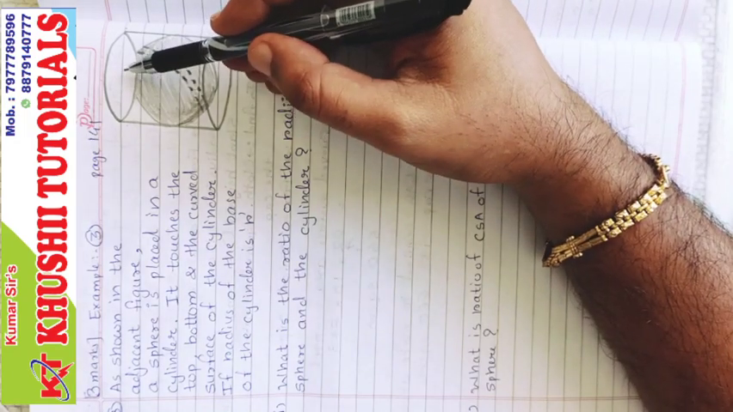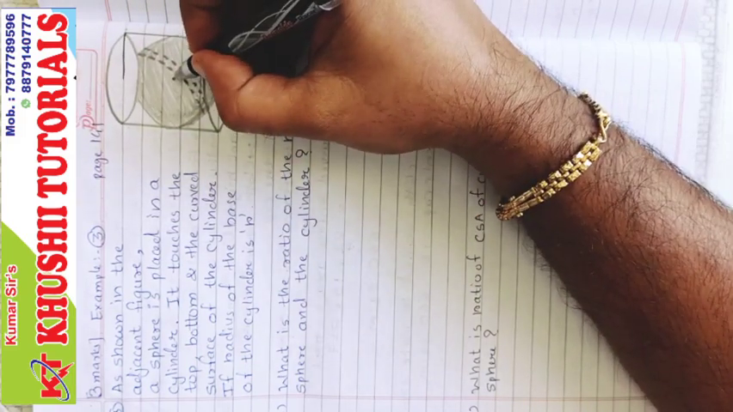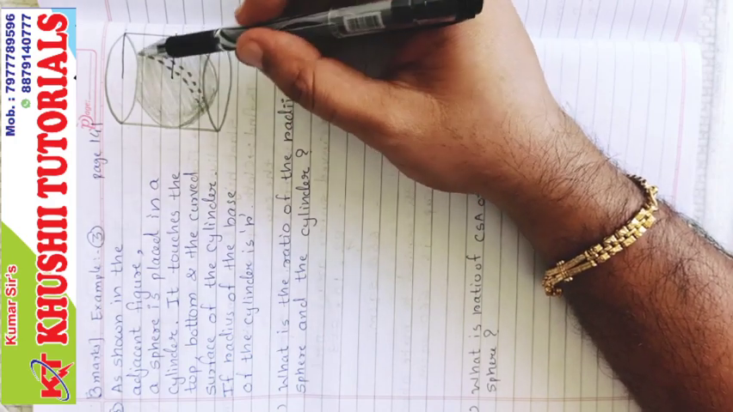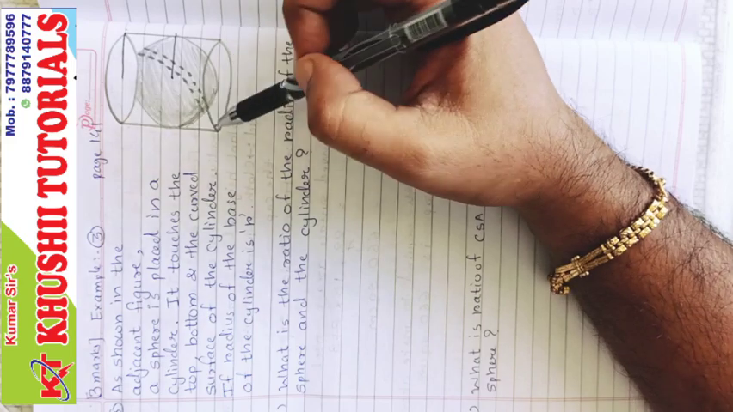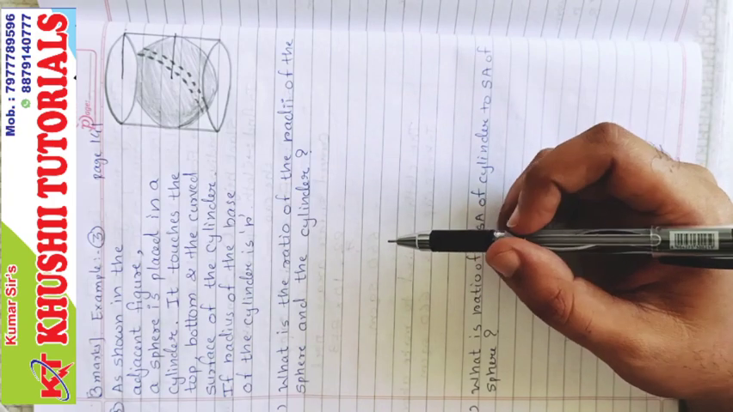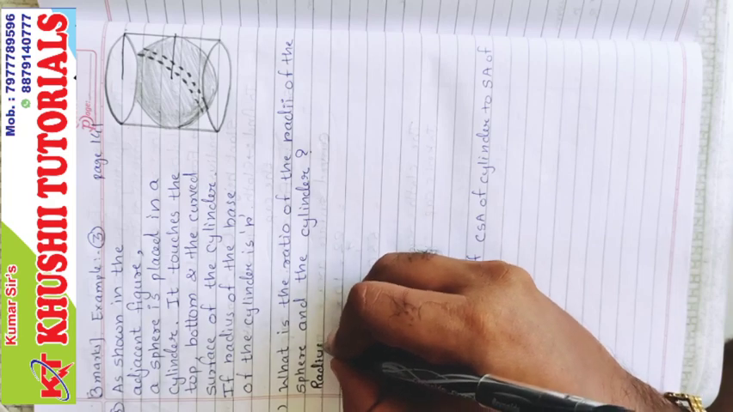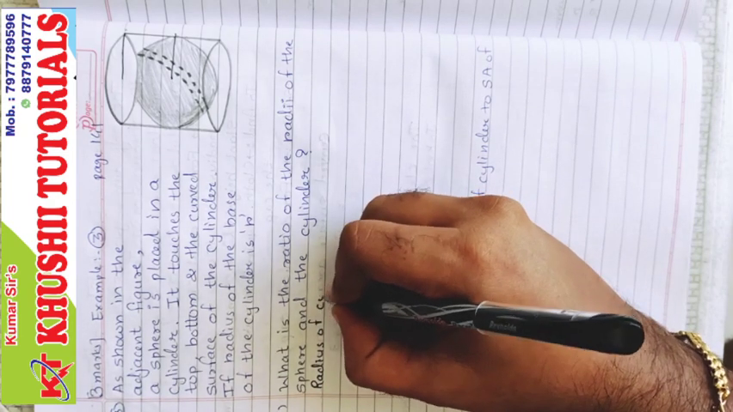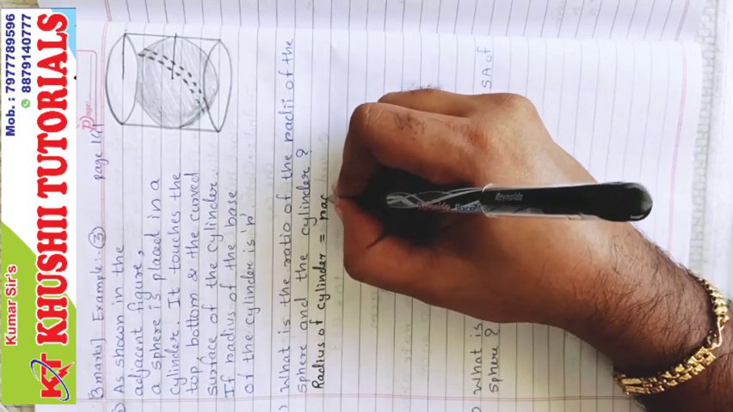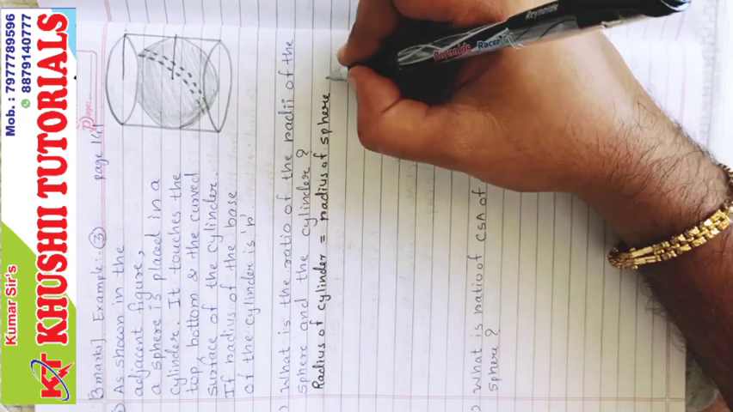Now first, what is the ratio of the radii of the sphere and cylinder? Radii of sphere and radii of cylinder. So first, here the radius will be this, here also the radius will be this. Now you can see, as the ball or a sphere is completely fitted into this cylindrical jar, so its radius are same. So definitely ratio will be 1:1. Now how to write it? So first of all we will write radius of cylinder or radius of base of cylinder equal to radius of sphere, equal to r.